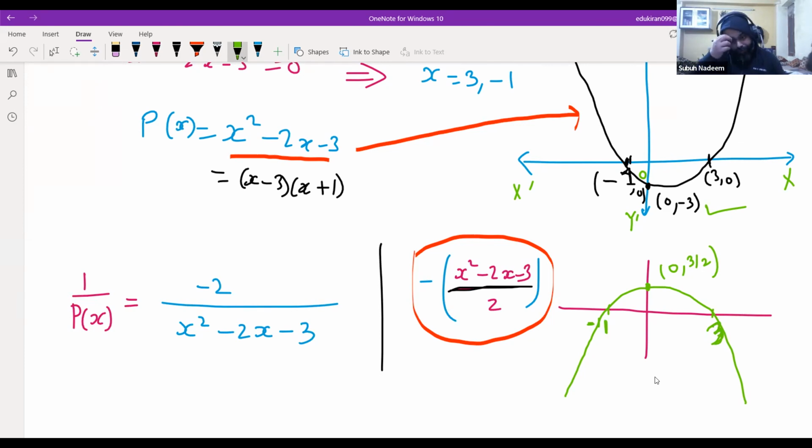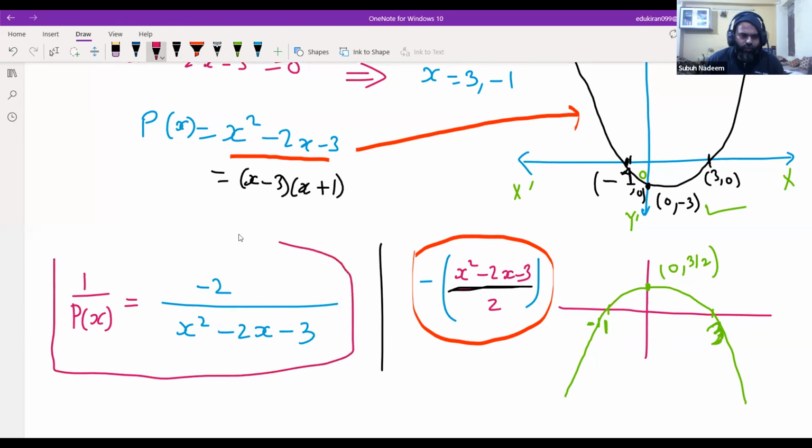Is it okay? Yeah. Now this 1 by px is the reciprocal of this. So now you have to draw the reciprocal of this one, not the above black one. From the black one, you draw this green one. From the green one, now you draw the reciprocal.